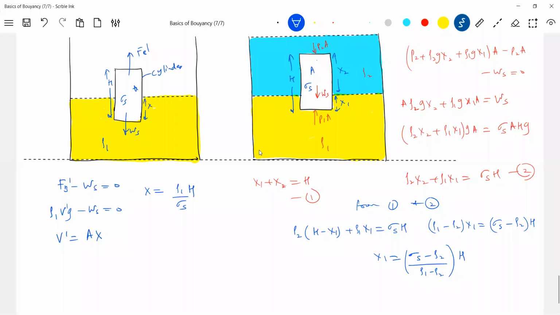Check the calculation. I think I'm right. Rho 1 minus rho 2, no? Here, yeah. Rho 2, let me take common. Okay, now you can clearly tell it. What will happen to x1? Is x1 less than x or greater than x? Can anything be compared?